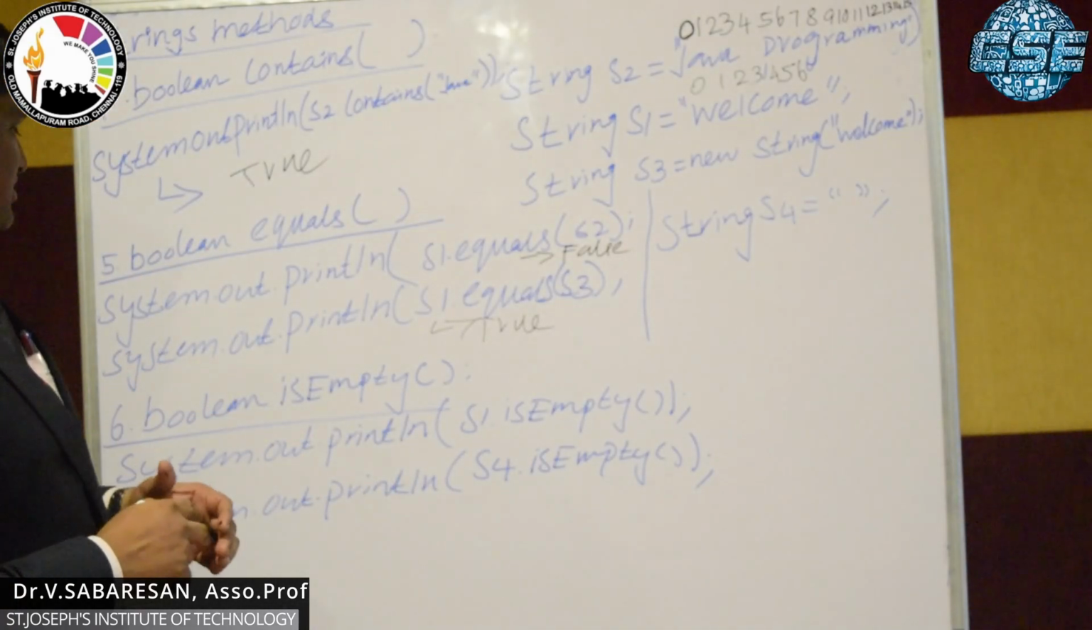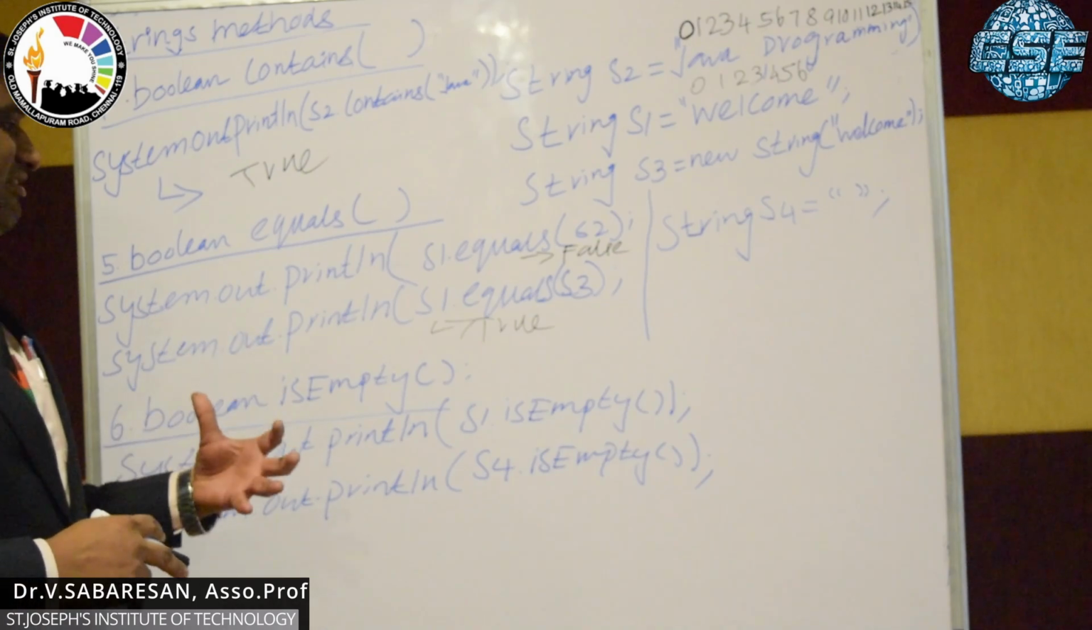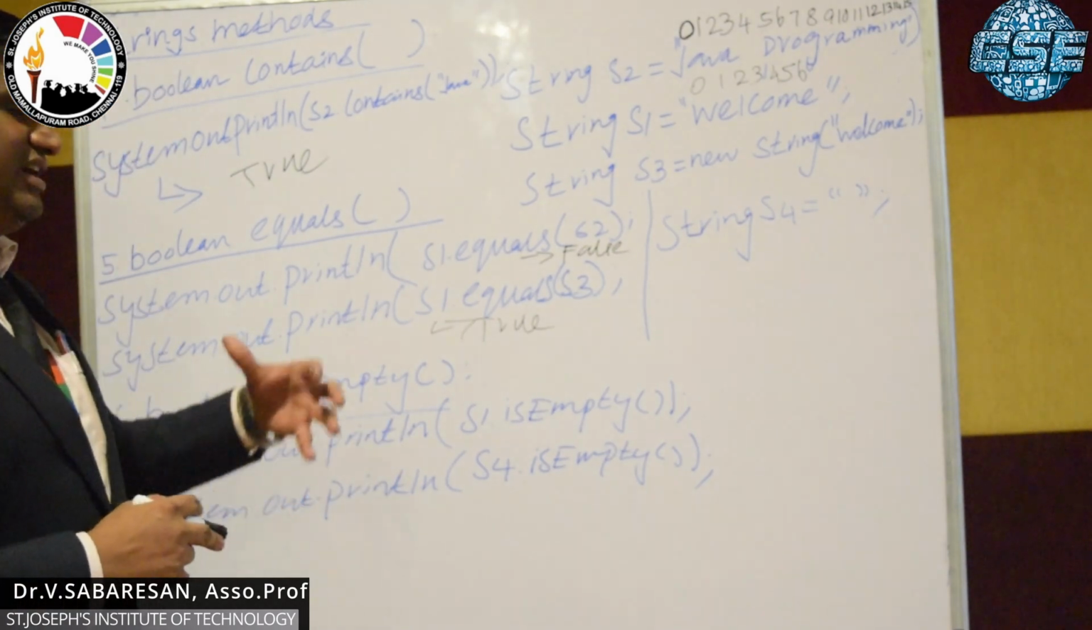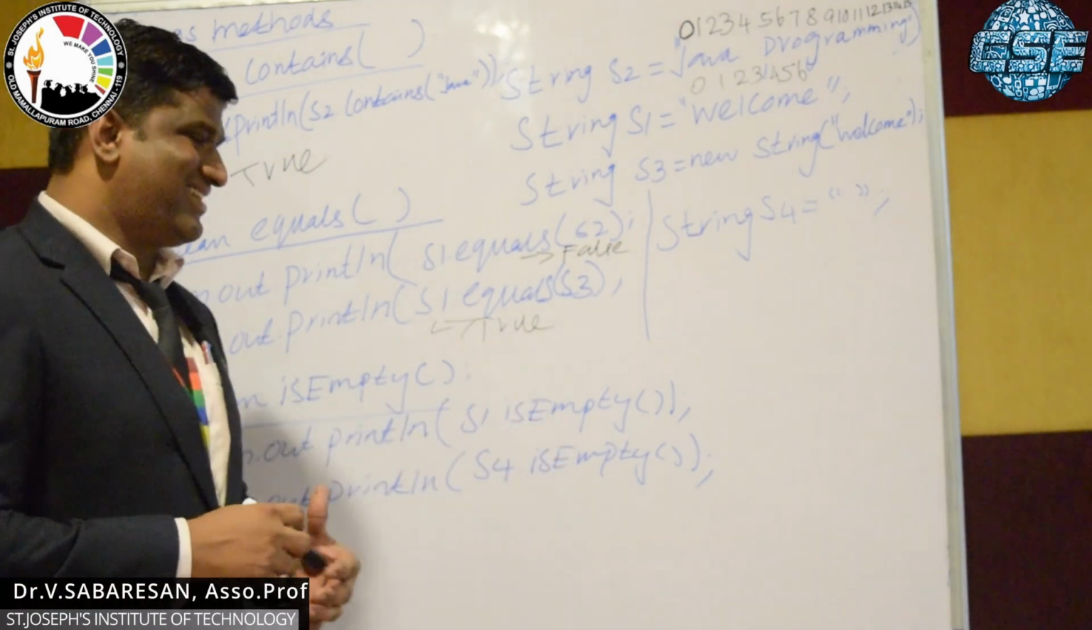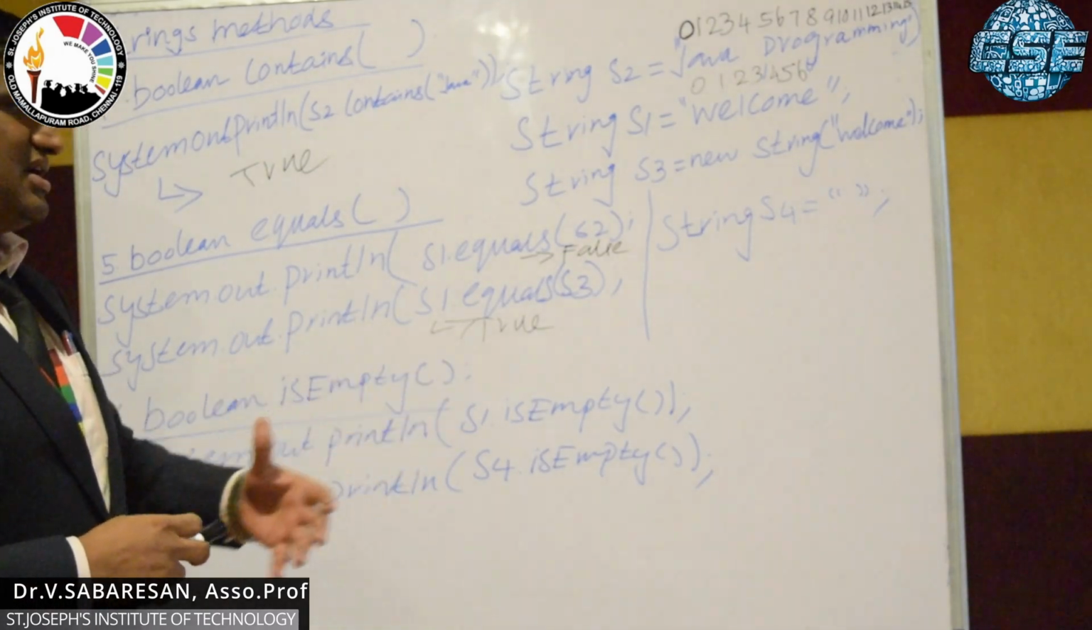The next one is isEmpty. This method checks whether a given string is empty or not. If the given string is empty, it returns true. If the string is not empty, it returns false.